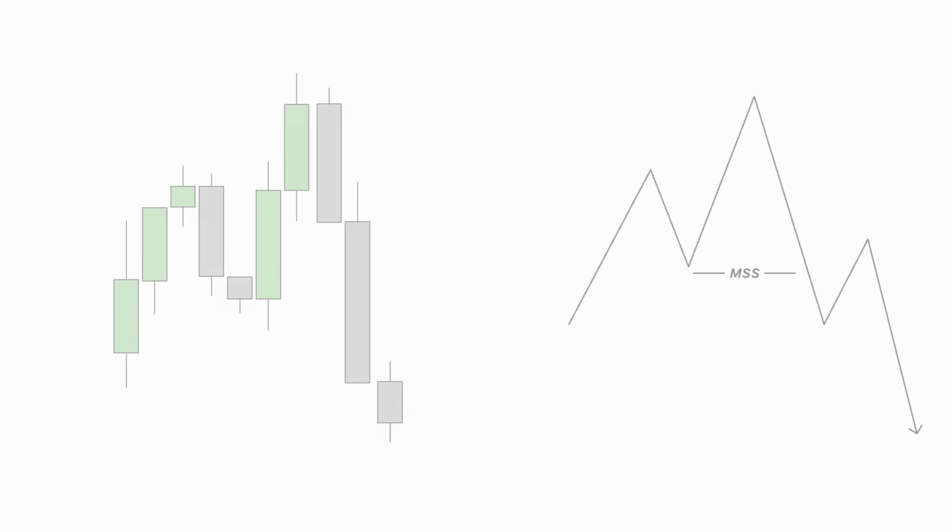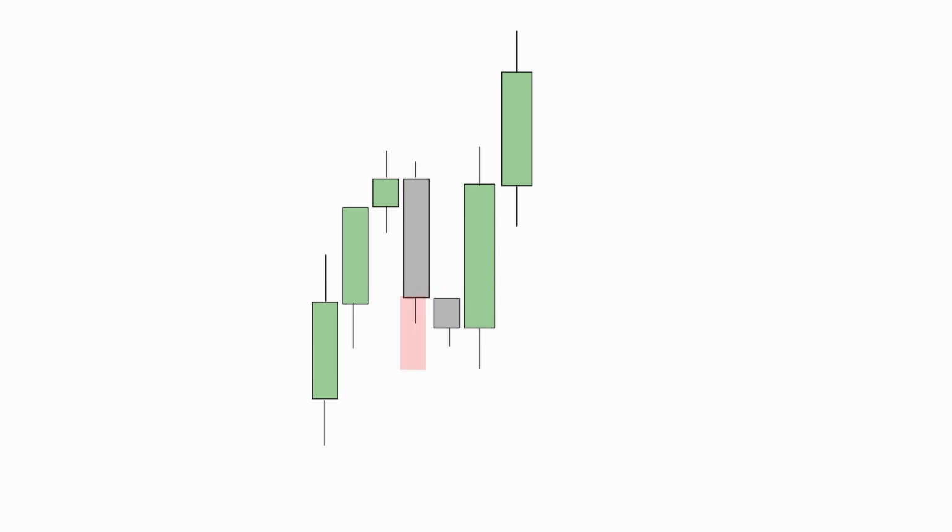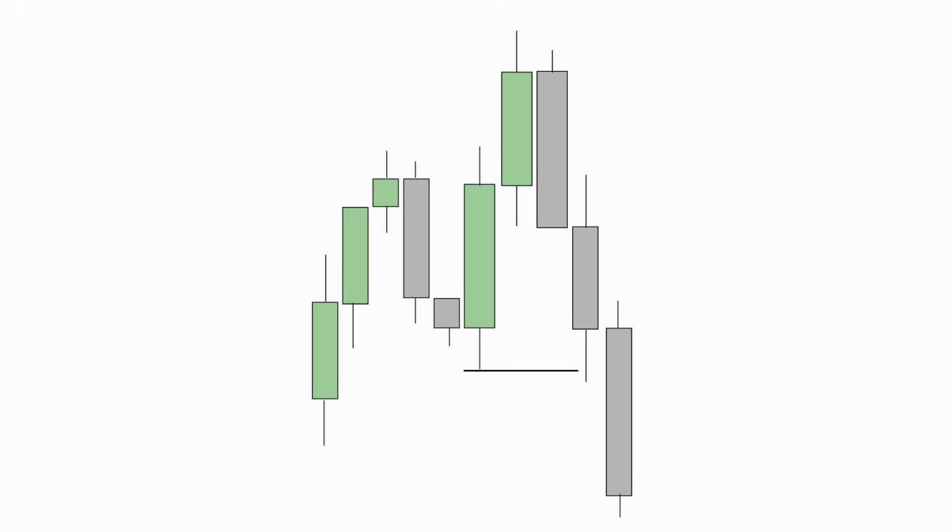So first, market structure shift. This is your classic trend change. The moment the market flips the script, you go from bullish to bearish or bearish to bullish. Here's what it looks like. We form a swing low, liquidity gets taken, then boom, price expands and closes below that swing low. That close is what shifts the structure. It's the market telling you, hey, I'm done going that way.